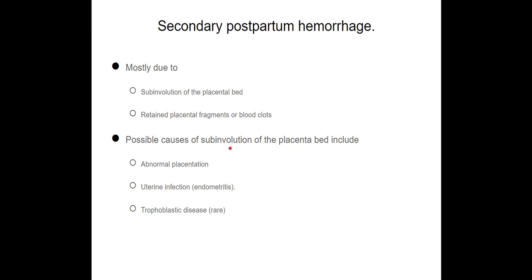So possible causes of subinvolution include an abnormal placentation. Maybe the placenta was not properly positioned. There may be uterine infection, endometritis, especially postpartum endometritis. There could also be gestational trophoblastic disease, which is rare but a cause of secondary postpartum hemorrhage.